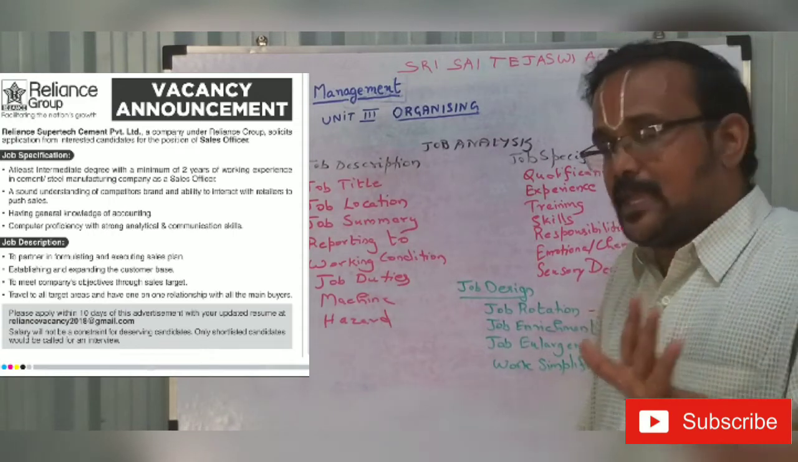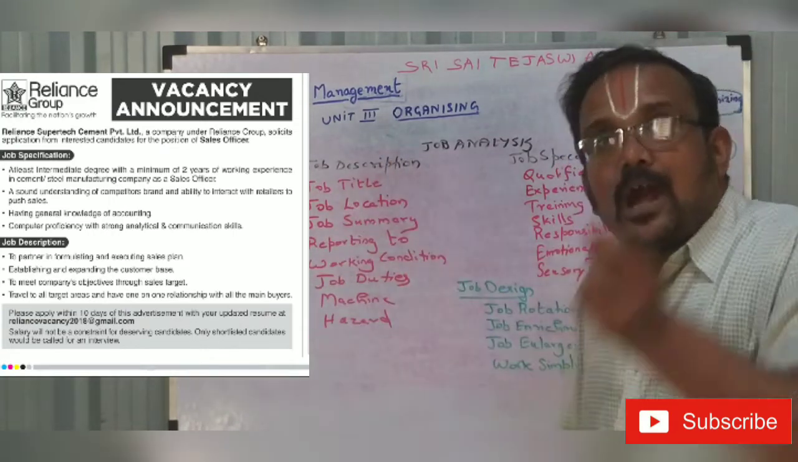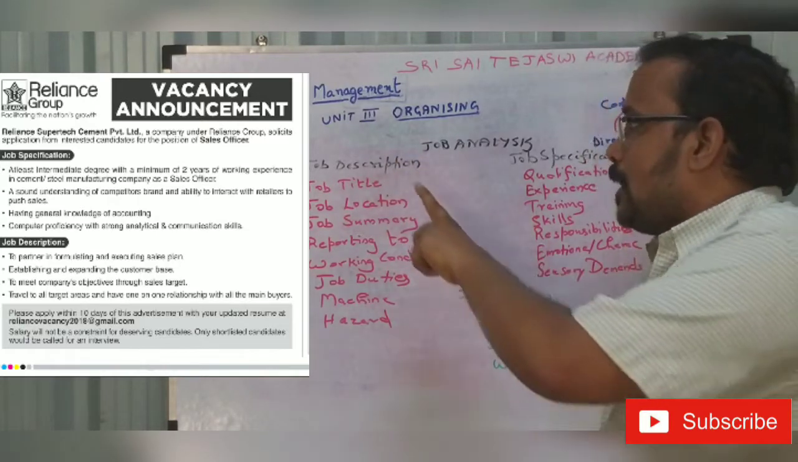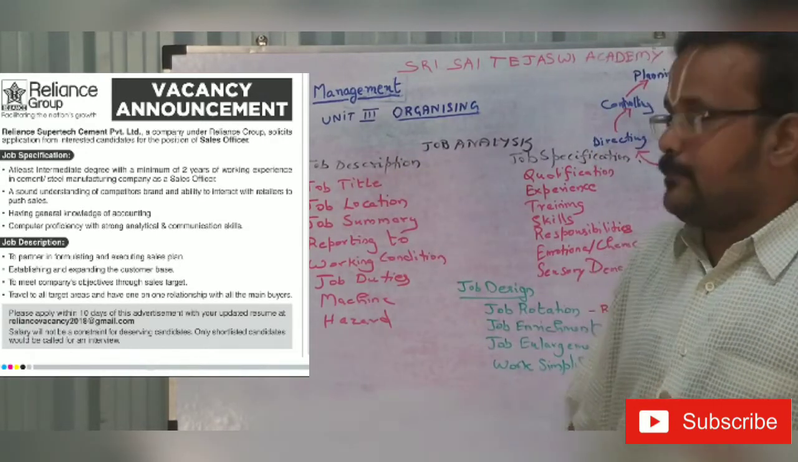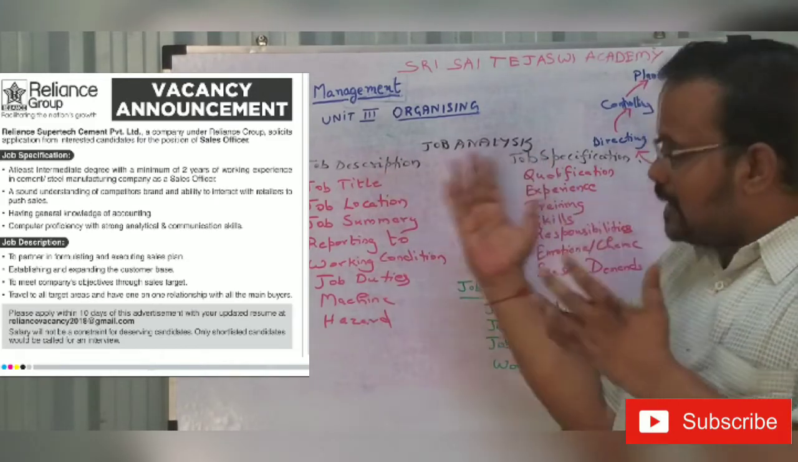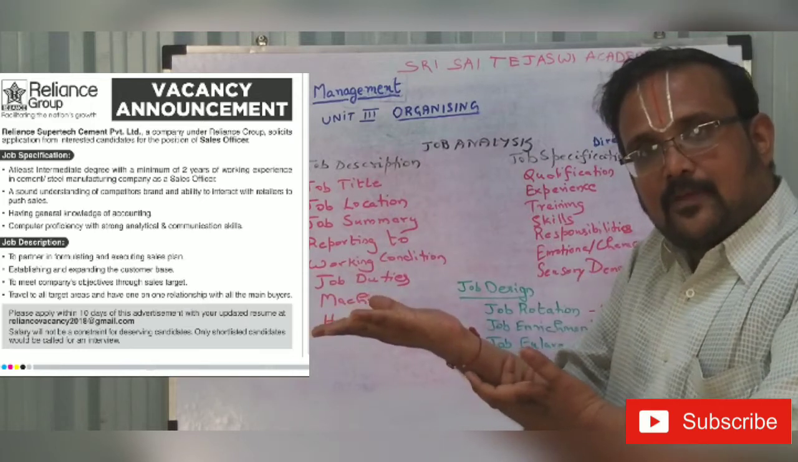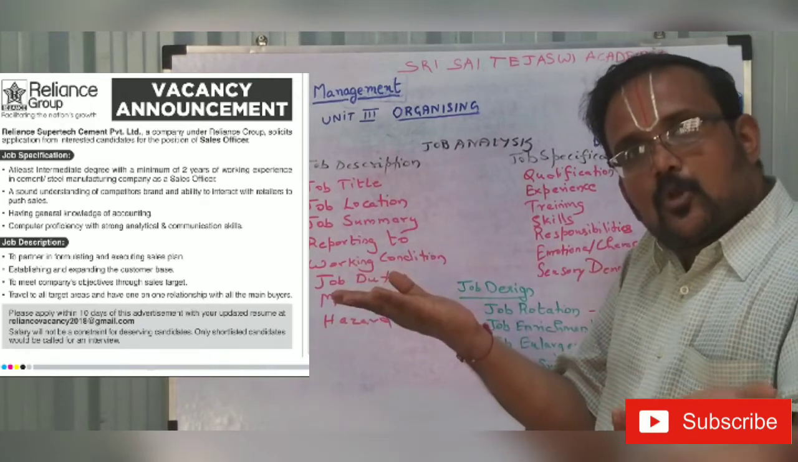That is job specification. Job description: what he has to do in the company. What is the job all about? That is job description. Okay. If you listen to this, side by side you see the example I have given on the screen. You can see your own example.